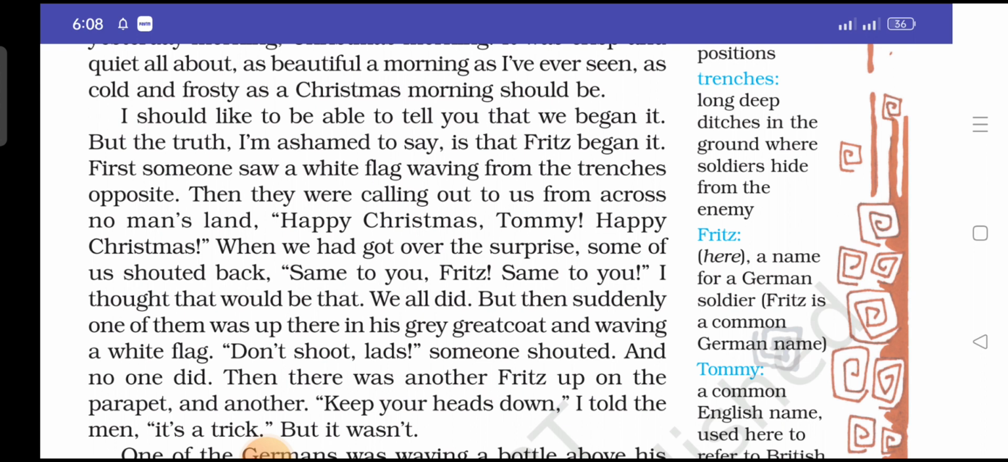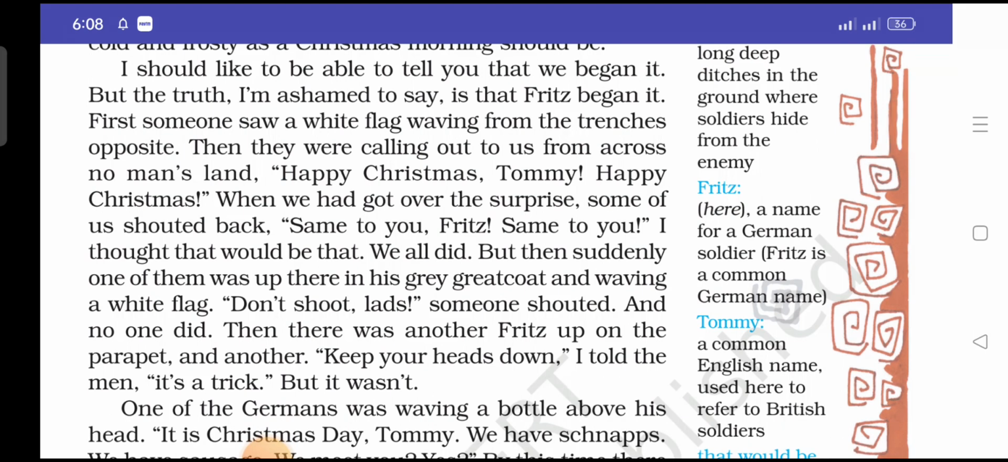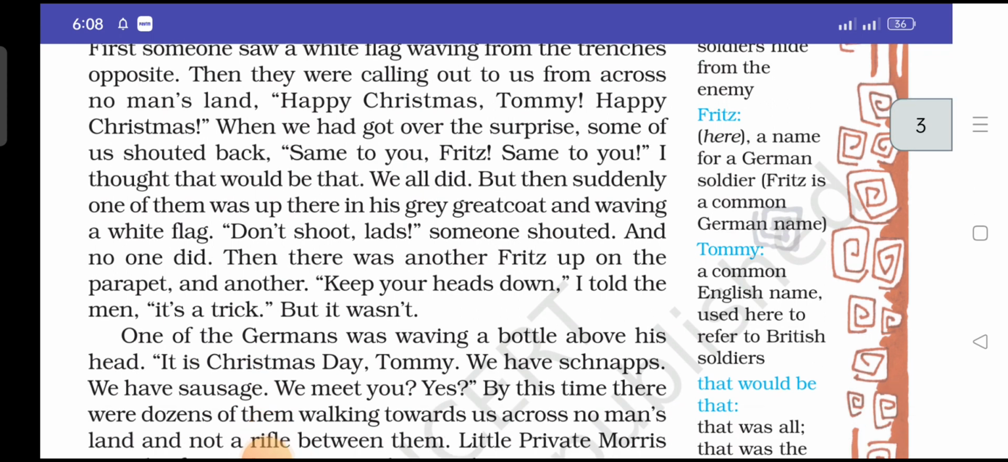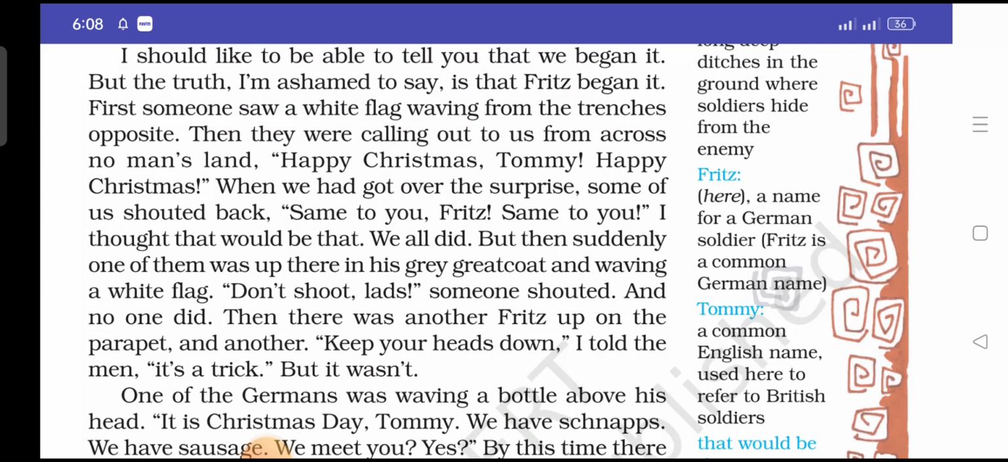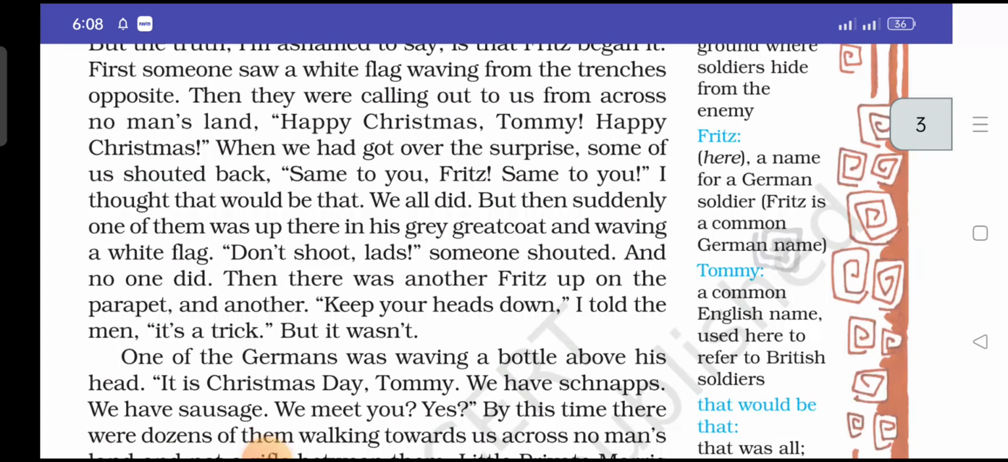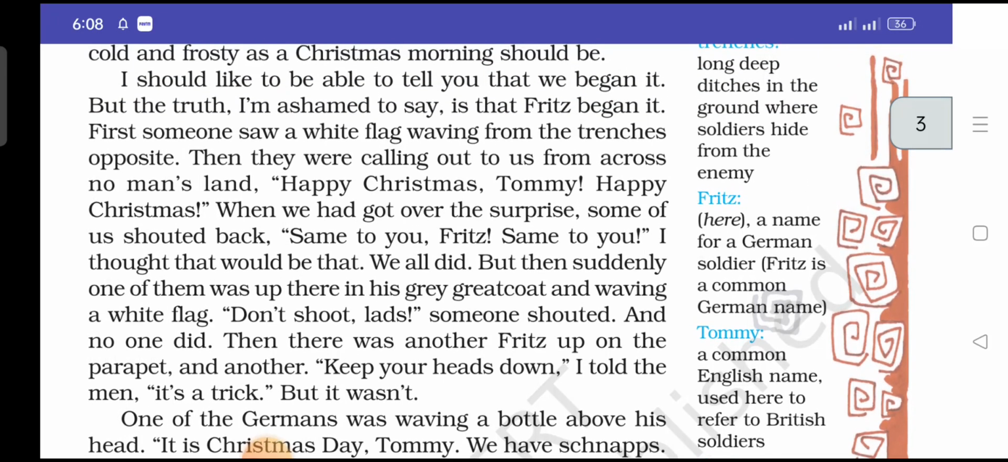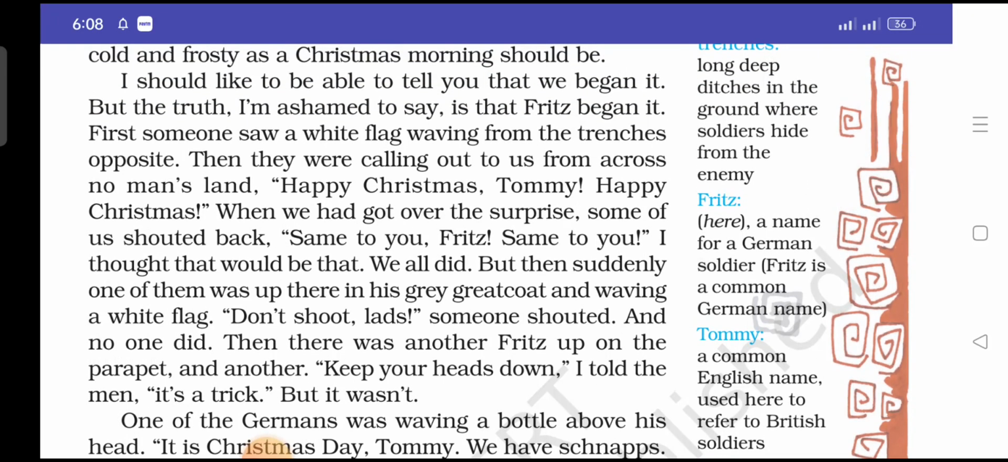First, someone saw a white flag waving from the trenches opposite. So first someone saw that a white coloured flag was waving from the trenches, a place where soldiers hide. I have told you that again. Now, and then they were calling out to us from across no man's land. What is no man's land, dear students? No man's land is a land where nobody lives.